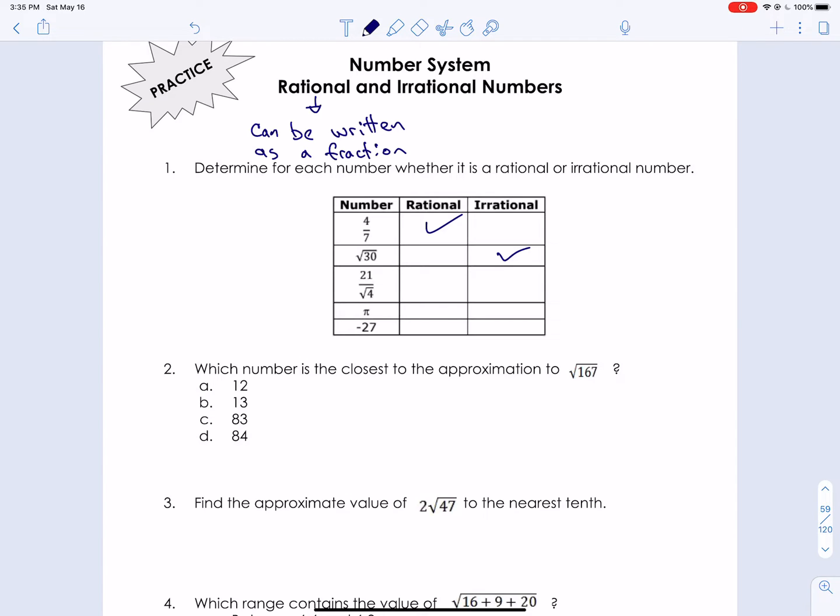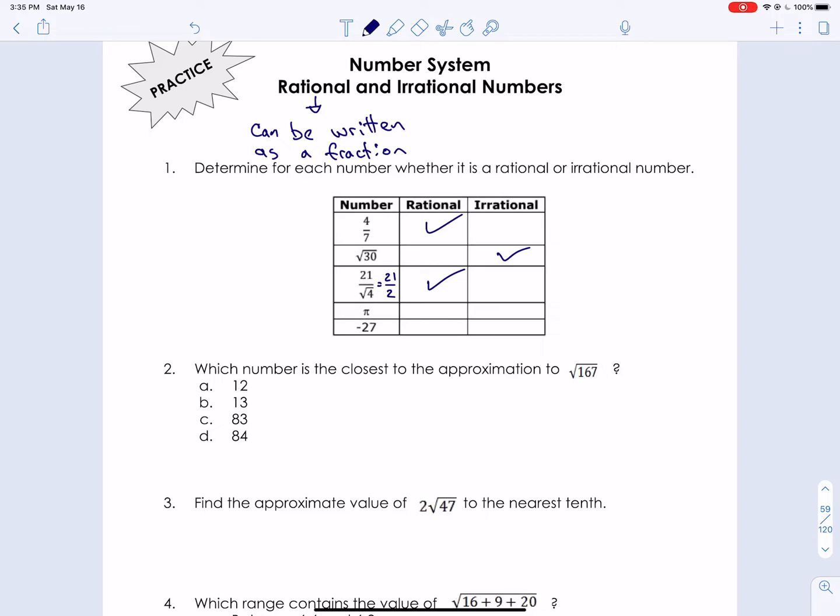Okay, so the next one, it is a fraction, but we can't have a fraction with that square root. So let's see if we can simplify that. What is the square root of 4? Is that going to give us a whole number? Square root of 4 is 2, so 21 over 2 is a fraction, no problem, so it is rational.